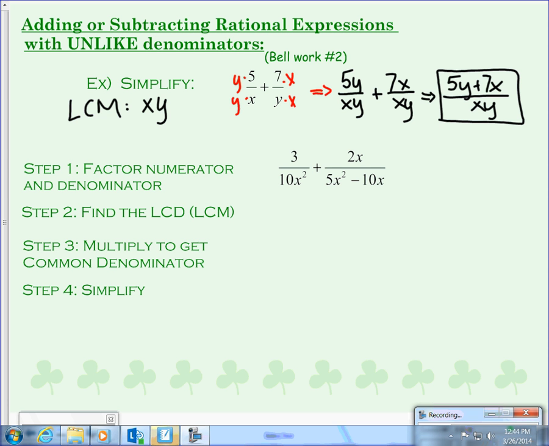All right, so I'm going to give you a second to copy down these 4 steps. Kind of like what we did yesterday, we're factoring the numerator and the denominator before we do anything else. If you can simplify it before you start, that's going to make it a lot easier when you're finding the least common multiple. After you factor the numerator and the denominator, you're going to find the least common denominator, or the least common multiple. Then you'll multiply to get the common denominator like we just did, and then we'll simplify.